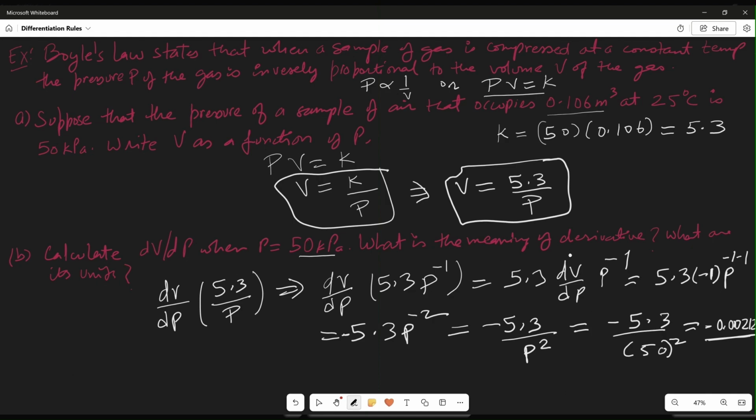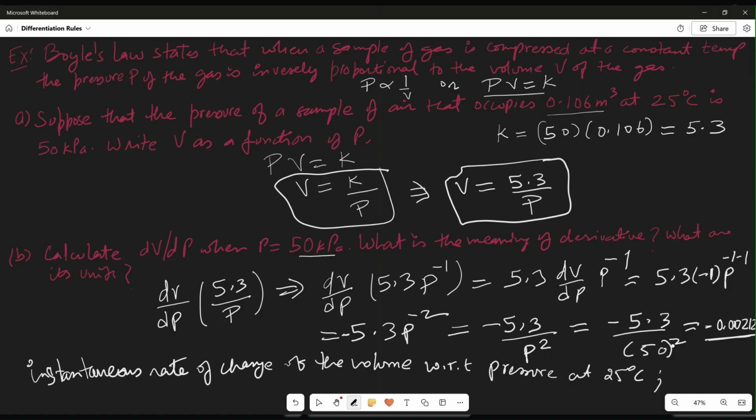So what is the meaning of the derivative? This is the instantaneous rate of change of the volume with respect to pressure at 25 degrees Celsius, and the units are meter cubed per kilopascal.